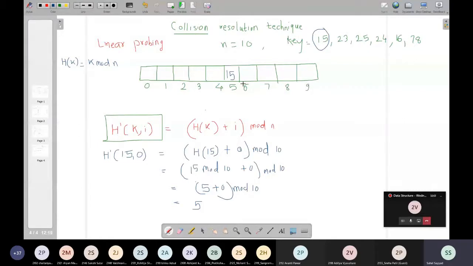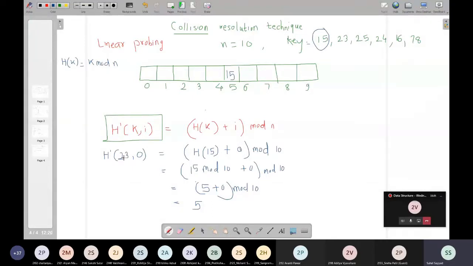Next key value that I will pick up will be 23. So I am solving now h dash of 23, 0. Again, the initial value of I that I take for every key value is 0. Once I start processing 15, I start I with 0. Then next time when I take 23, I start I with 0. Next time when I take 25, I start I with 0. So every time you pick up a new key value, you have to start the value of I from 0.